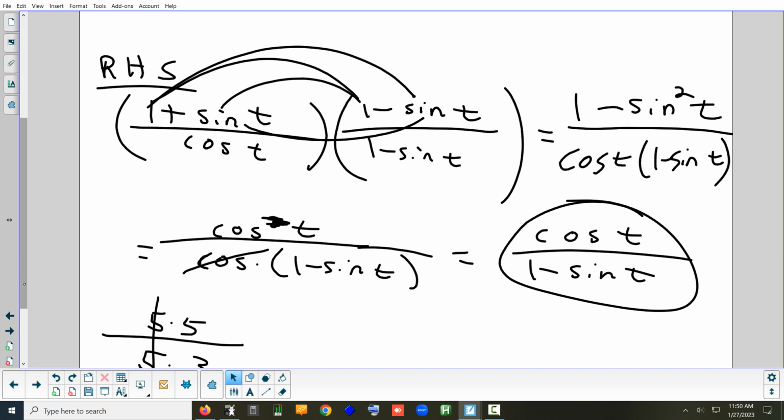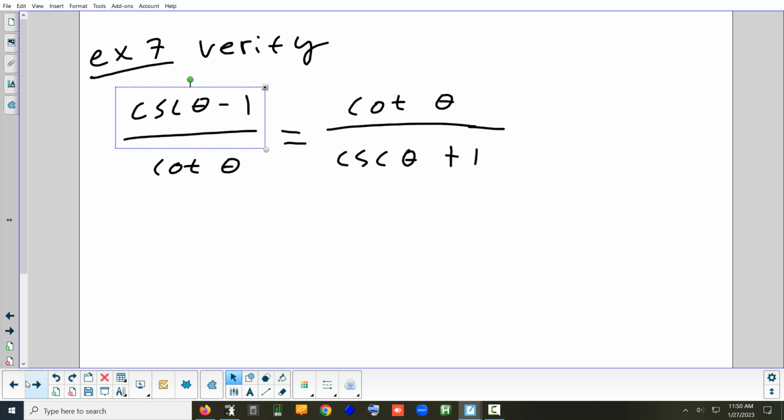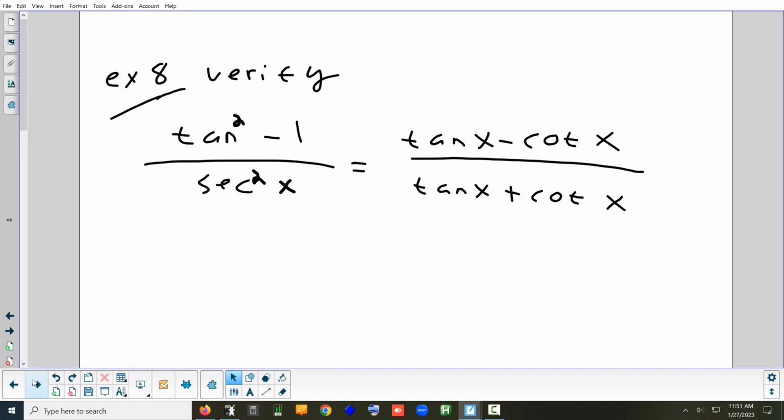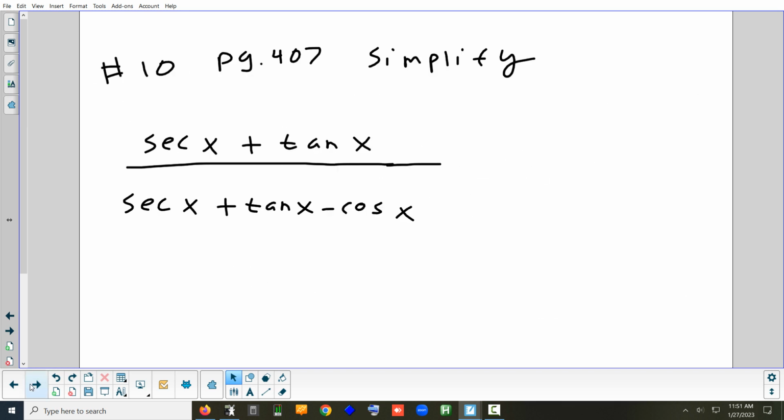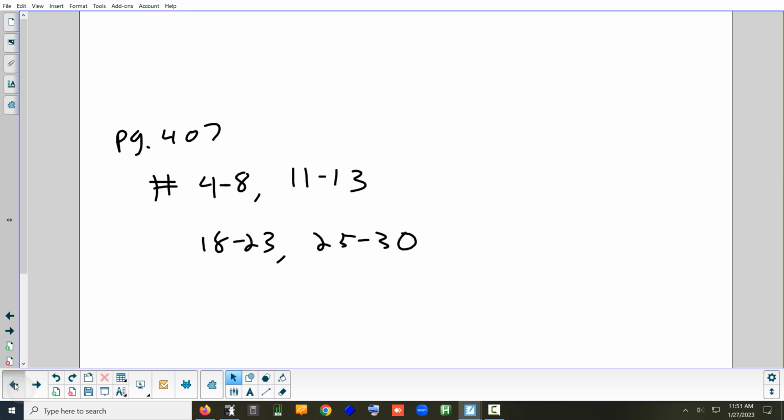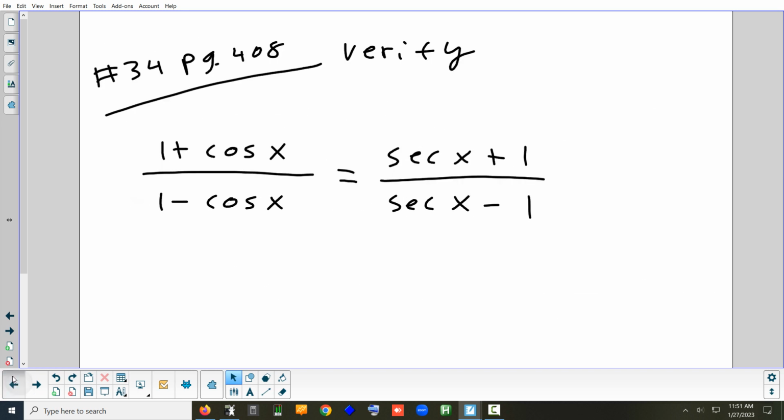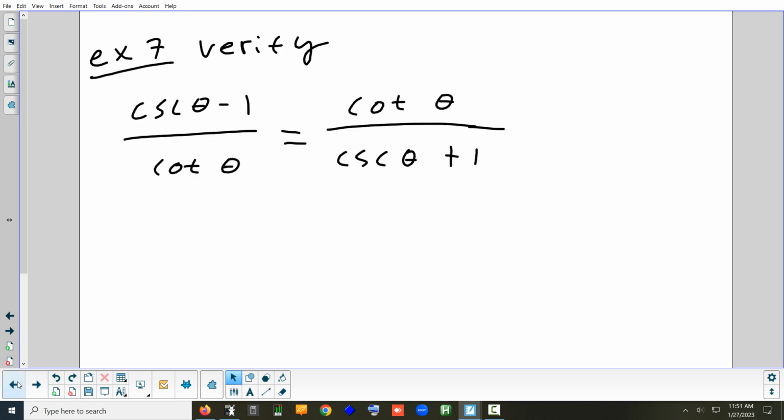All right, so we've seen every type of problem. This one is pretty much the same as the last one, so I think I'm going to skip it. I'd probably just start with the right side and multiply top and bottom by cosecant minus 1. And when you FOIL out the conjugates, you're going to get the trig identity we talked about. I'm just trying to find one that looks hard to me.